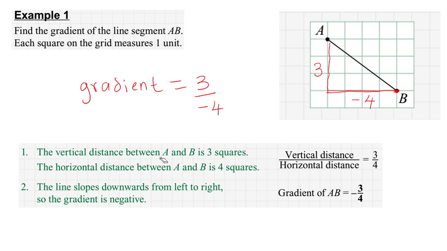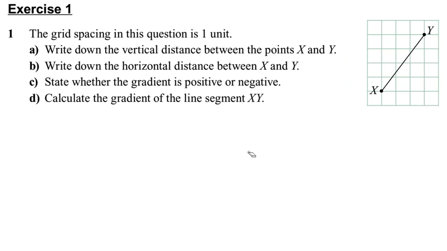Right, so the vertical distance between A and B is 3 squares. That's this one. And the horizontal distance is actually 4 squares, but you see I'm moving backwards. That's why you see the gradient is -3/4, as I said earlier. Right, so I'd like you to pause this video and try question 1 quickly.